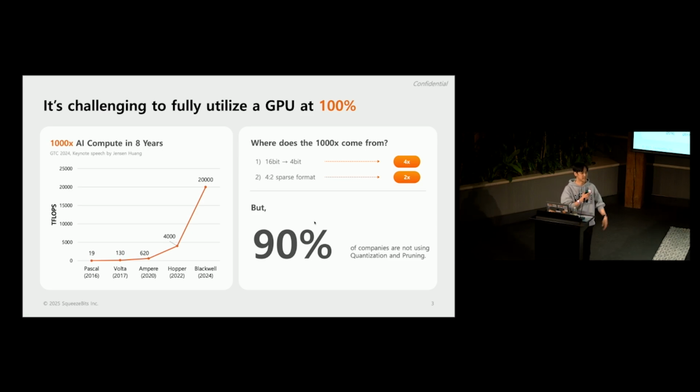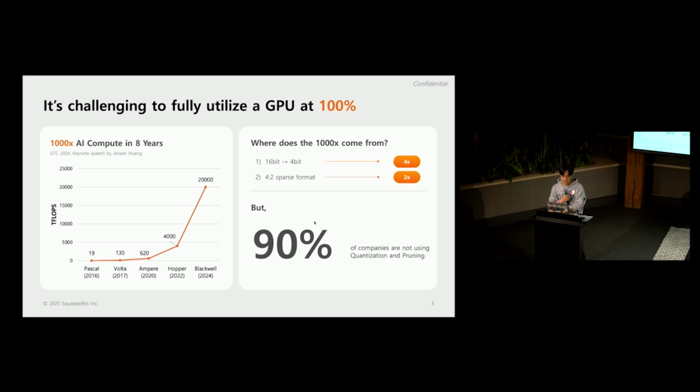Because NVIDIA is always saying that they've achieved like 1,000 times performance improvement over the last 8 to 10 years or so. But if you look into the numbers precisely, we can find that they're assuming users are quantizing or pruning their AI workloads for their GPUs. In other words, if you are not doing quantization, pruning, and so on, and not optimizing the model to fit NVIDIA GPUs, you are not actually exploiting the full potential of those devices. So that's why we are helping our customers.